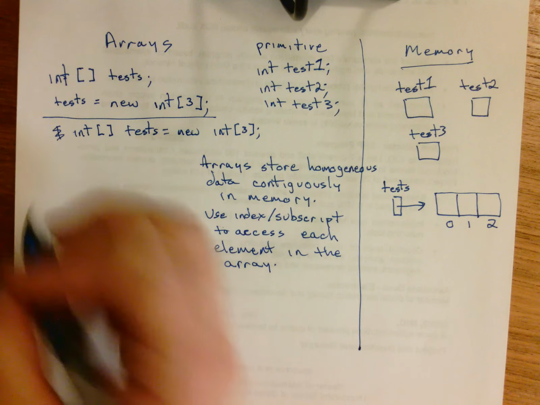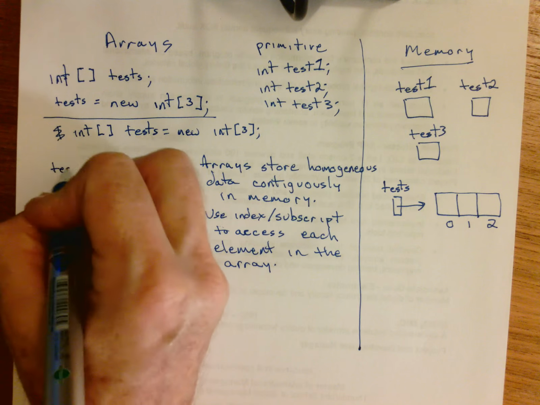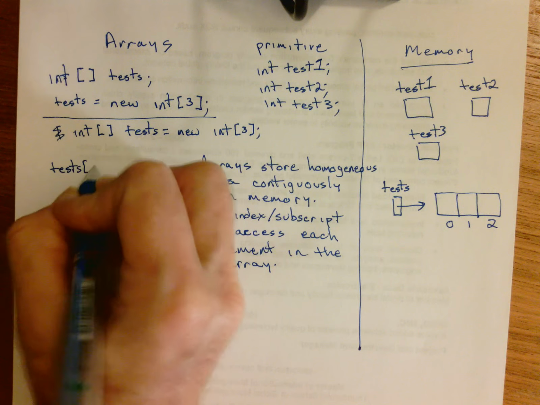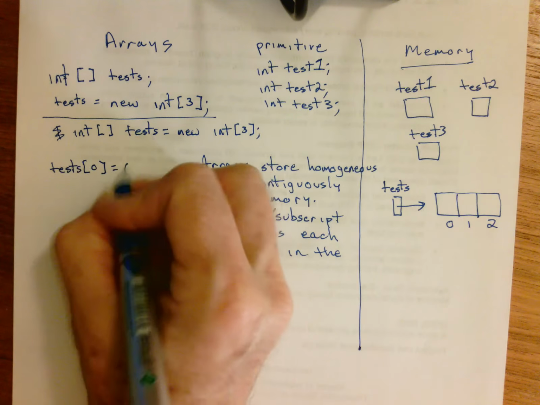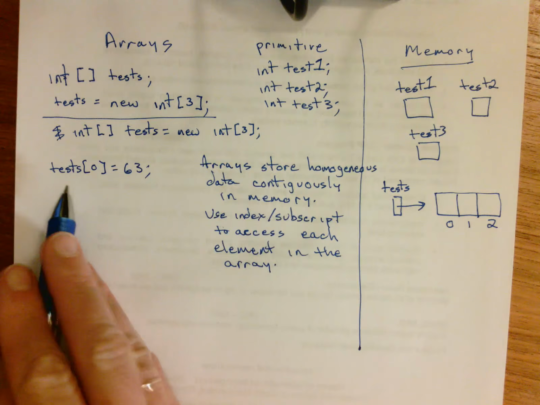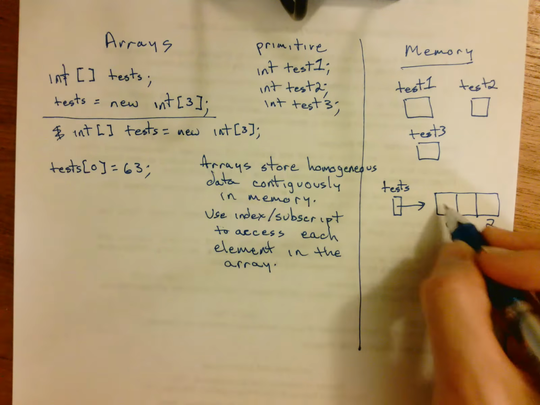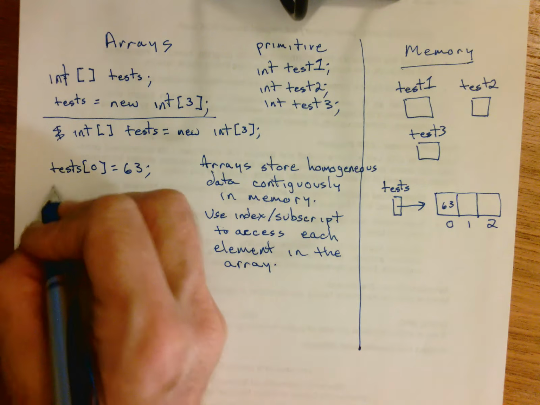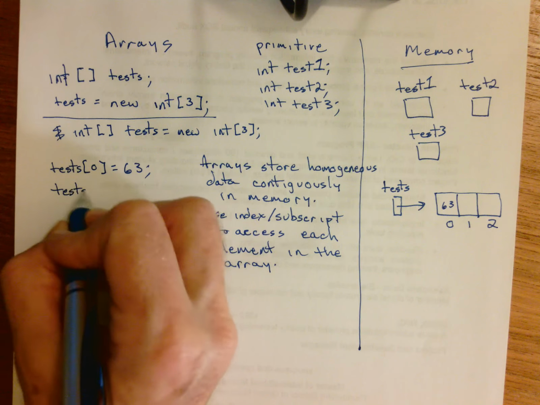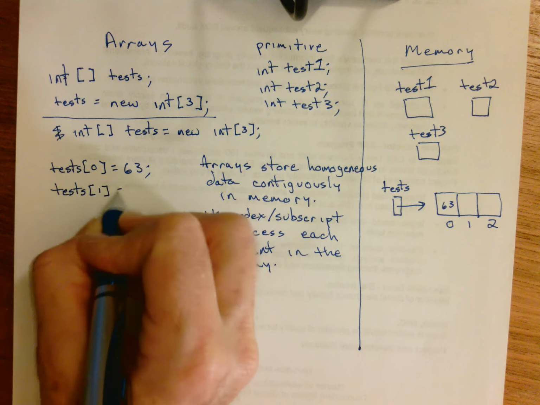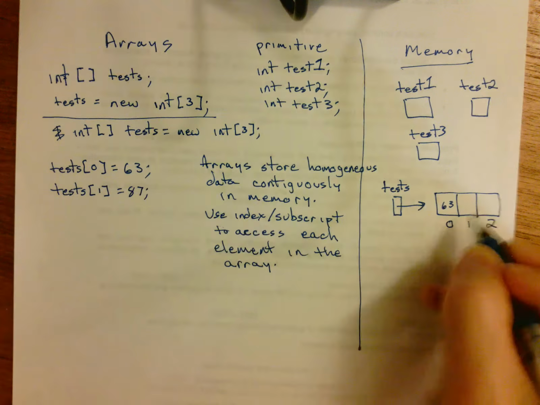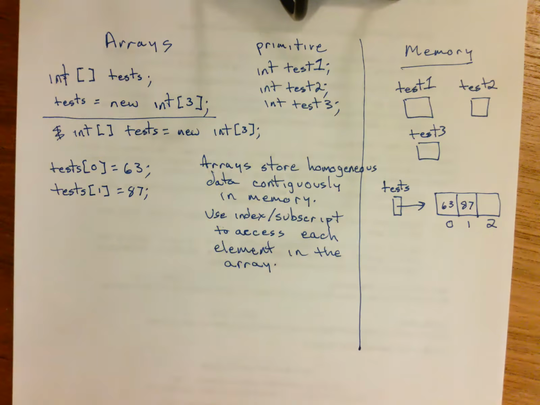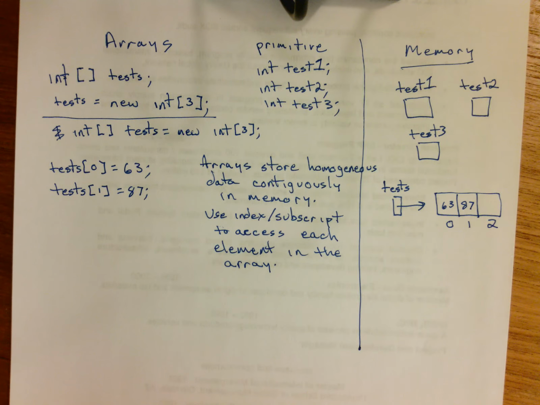So if I want to store my test score, let's say tests sub 0, my first test score was a 63. I could say tests[0] = 63, and over in memory that would put the value 63 in the first element. tests[1] = 87, that would put the value 87 in the second location, and so on. In the next video, I'll show you how to traverse the array and how to access all of the elements.